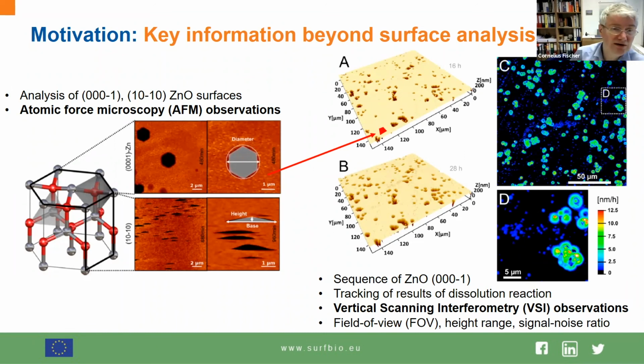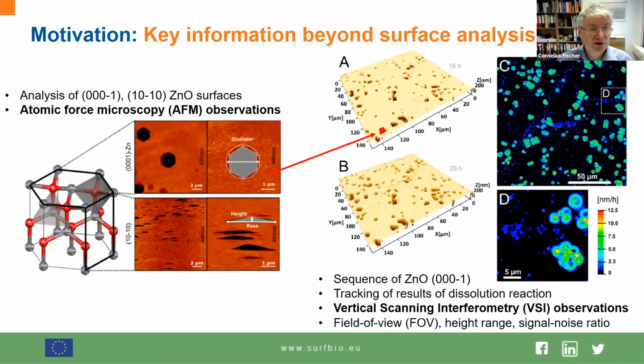Hopefully that's getting better. Okay, so let's have a quick look at the left side of the slide here, where we have two different faces of a zinc oxide crystal. So it's the 000-1 surface, that's this hexagonal plane, and we do have one of the prism surfaces, that's the 10-10 surface.